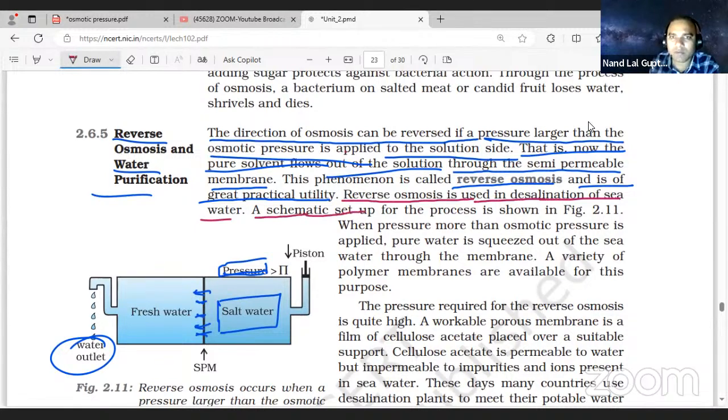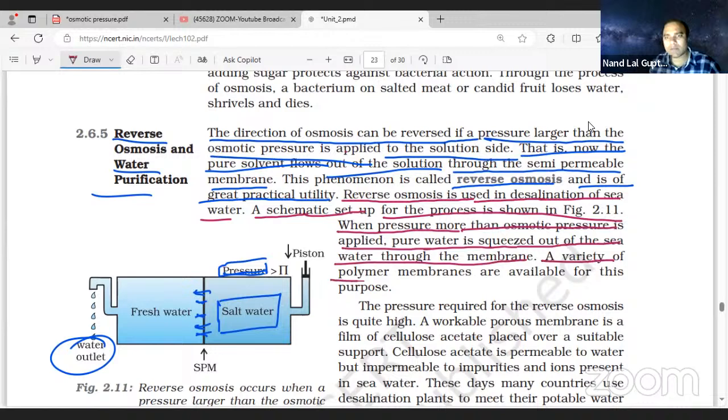A systematic setup for the pressure is shown. When pressure more than the osmotic pressure is applied, pure water is squeezed out of the seawater through the semi-permeable membrane. A variety of polymer membranes are available for this purpose. So this is the isotonic osmotic pressure already there. More than the osmotic pressure is needed to stop the flow from this side to this side. But you are putting more pressure so that water goes to this side, the fresh water.